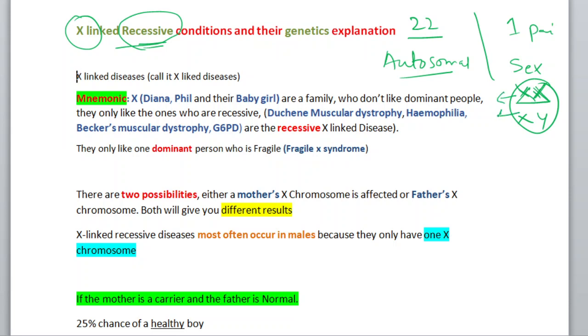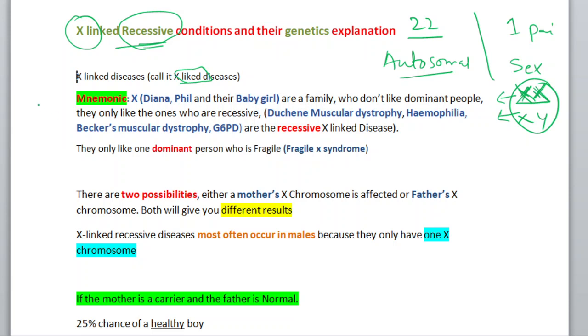So that's why it is called X-linked recessive, and most of the diseases are from the X chromosome. Now let's start. I have made a mnemonic which is called X-linked disease. Just call it X-liked disease, okay, liked. So X is basically a family.